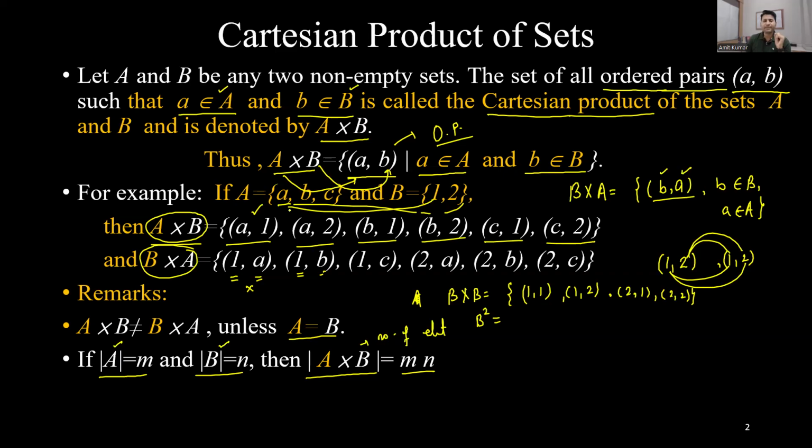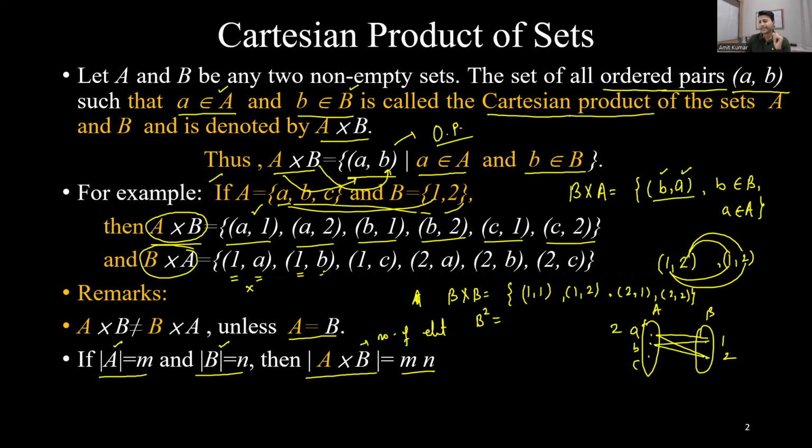A is having three elements in this example: A, B, C. B is having 1, 2, two elements. So I am supposed to distribute A, B, C, and over here 1 and 2. This is your set A, this is your set B. We are supposed to distribute these A, B, C with this 1, 2. So A is having two choices, A comma 1, A comma 2.